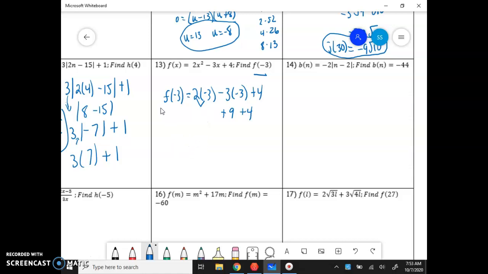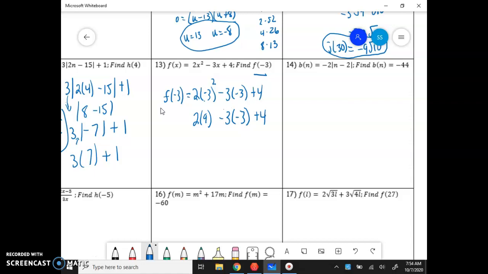Timeout. I just realized that there was this little, boom, I forgot about that. Didn't see that this was x squared. So I need to actually do that first. Sorry about that. So we're going to do -3 squared, which is -3 times -3, so that's 9. So now I got 2 times 9 minus 3 times -3 plus 4.